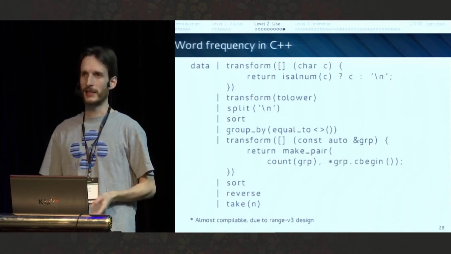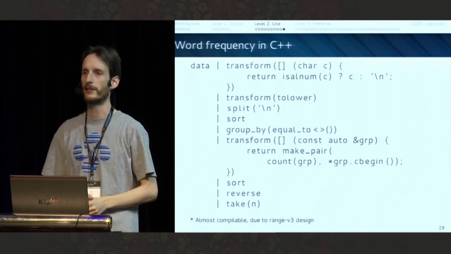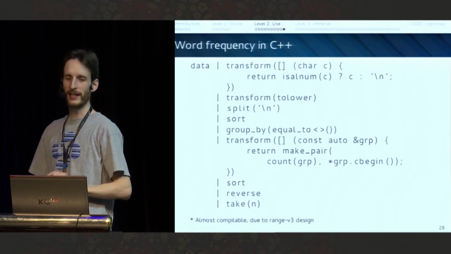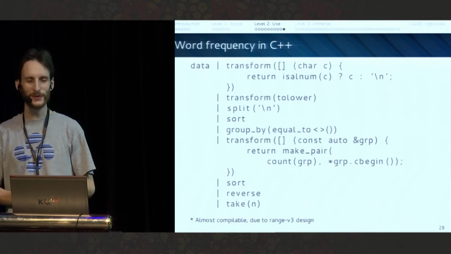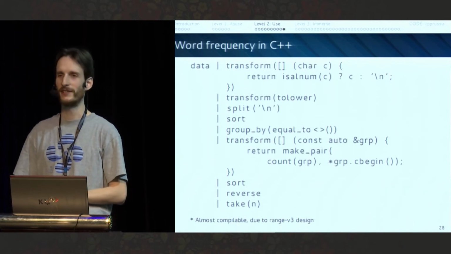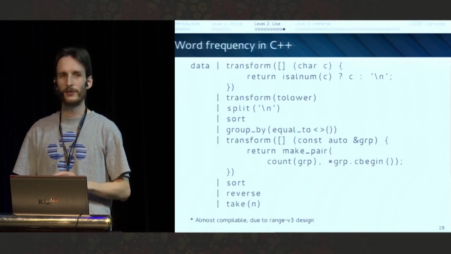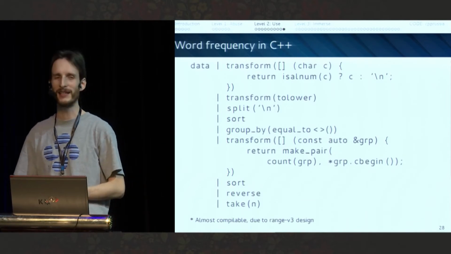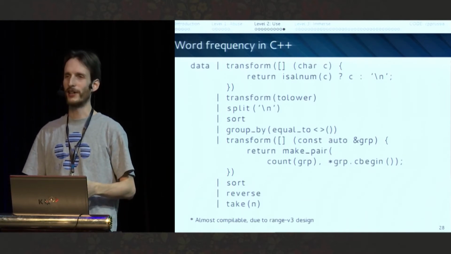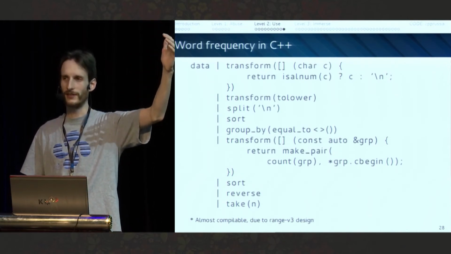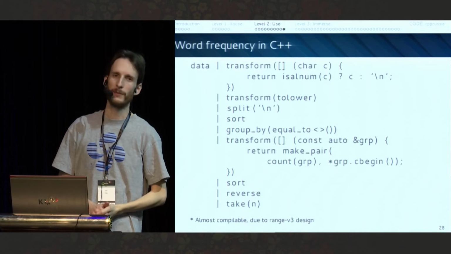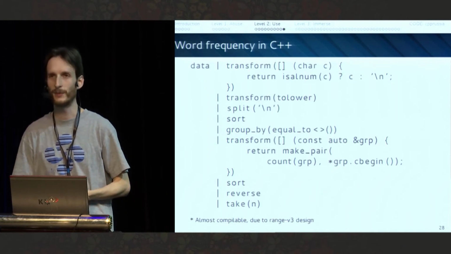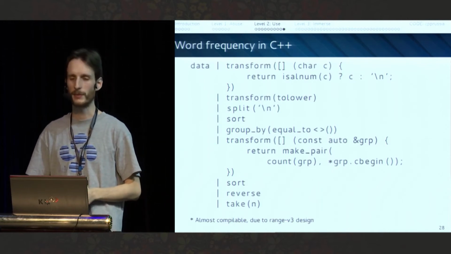Instead of 10 pages of Pascal, you have just a few transformations of the original data. And now you probably noticed the last line on the slide that says almost compilable due to range v3 design. People who were yesterday on the workshop know what this almost compilable means. If you try to compile this, you're going to get 1 kilometer of errors because of some strange design decisions, generally influenced by committee, not what Eric Niebler wanted in the first place.